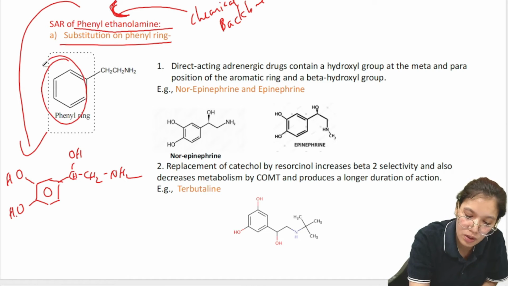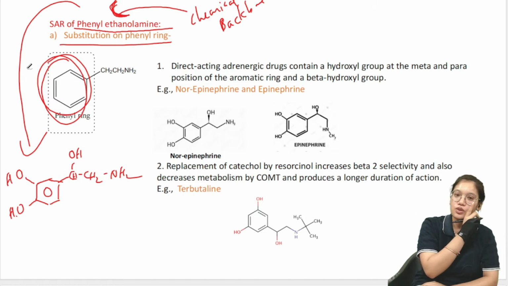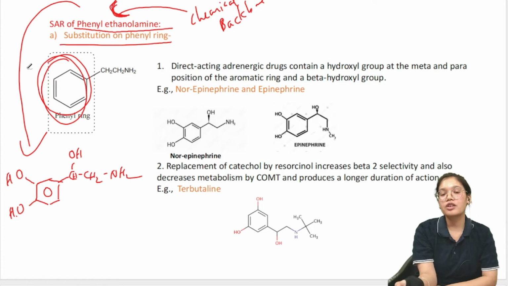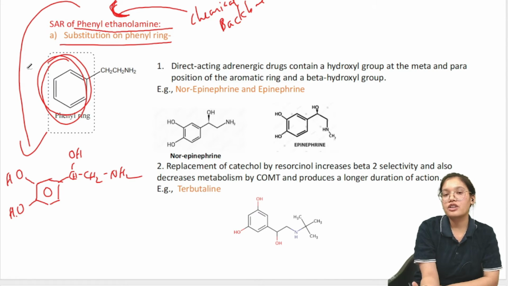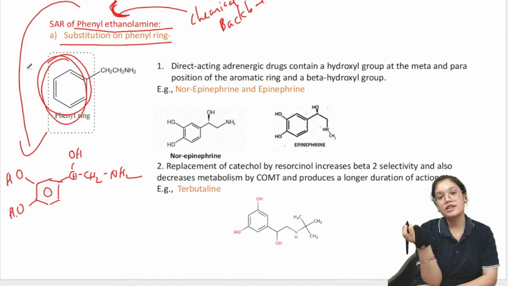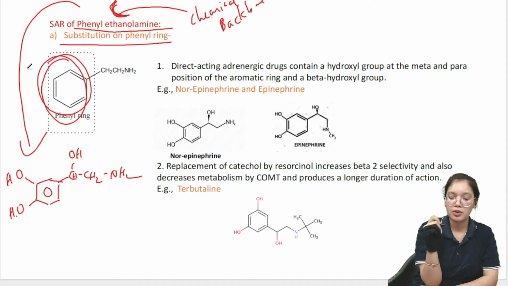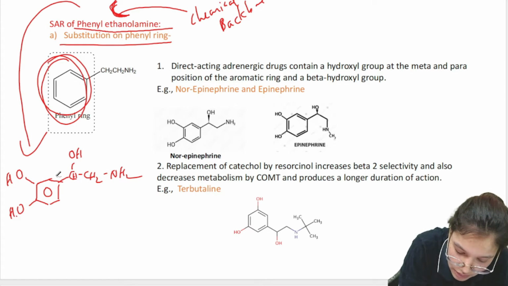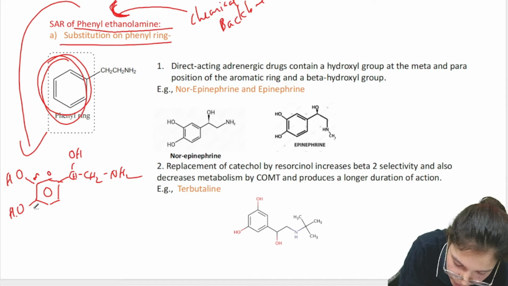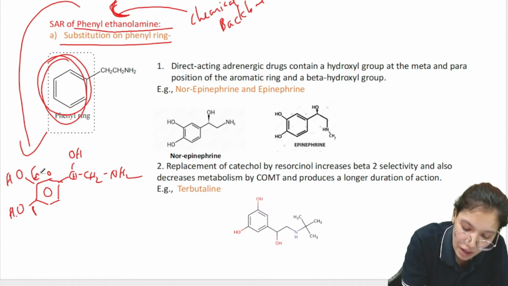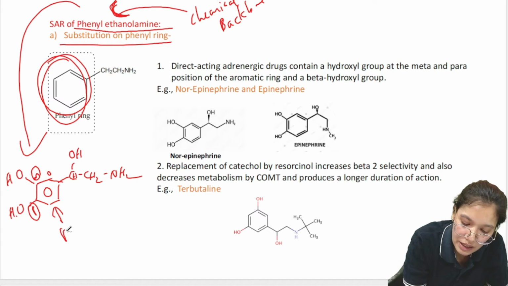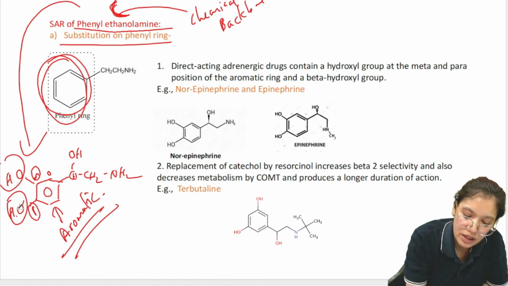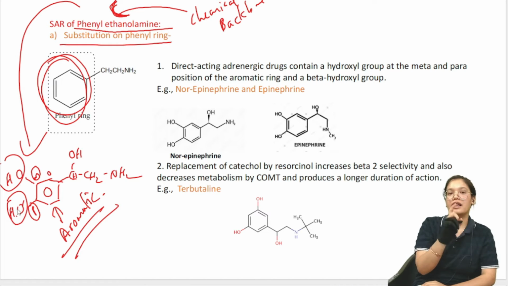If we make changes to this phenyl ring, what effect will it have on the adrenergic activity? Whenever there is a direct acting adrenergic drug, it basically contains the hydroxy group at the meta and para positions. Here, this is the ortho, this is the meta and this is the para. So, at the meta and para positions of this aromatic ring, we have a hydroxy group. That is important for a direct acting adrenergic drug.